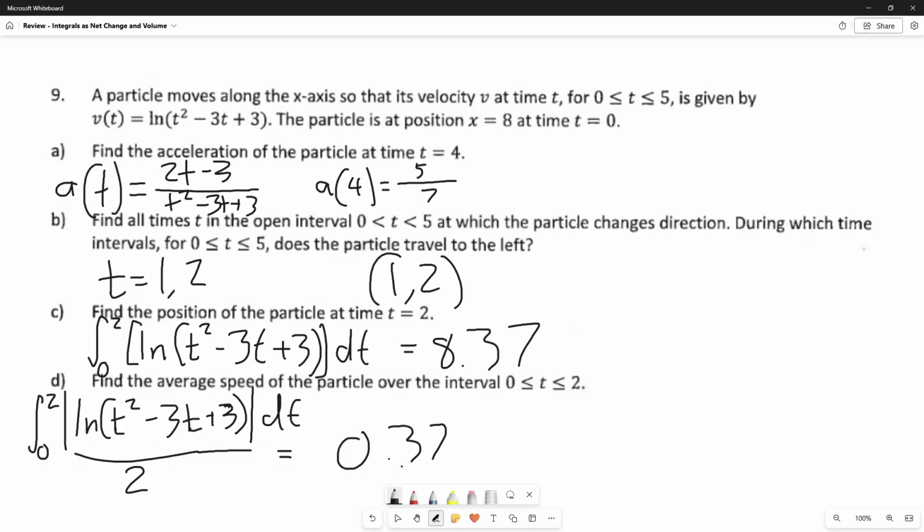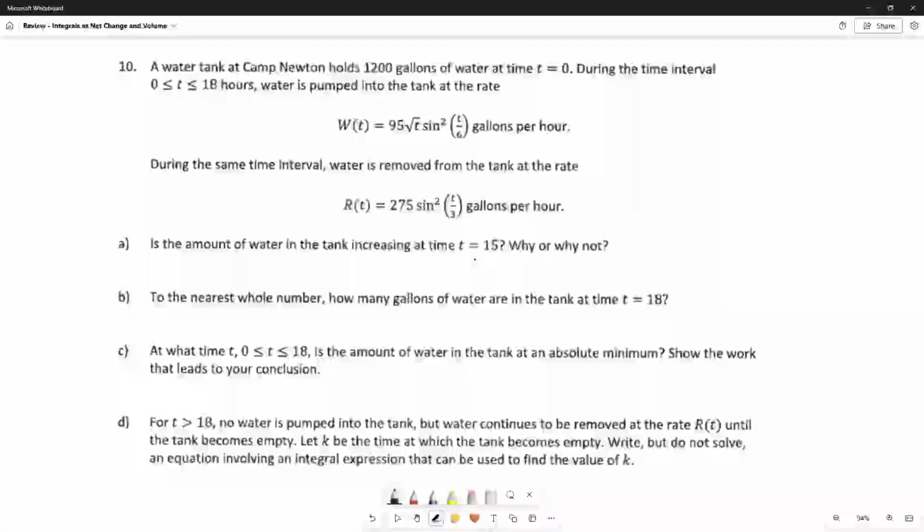Number 10: a water tank at Camp Newton holds 1,200 gallons of water at time t equals 0. During the time interval t from 0 to 18 hours, water is pumped into the tank at the rate of W of t, this many gallons per hour, and in the same time interval, water is removed from the tank at the rate of R of t, equal to this many gallons per hour.